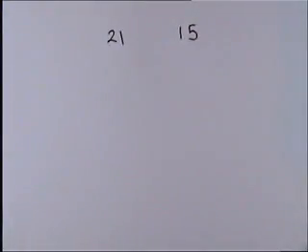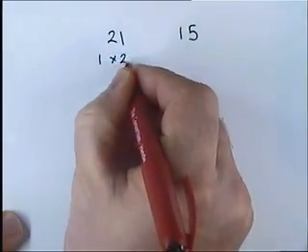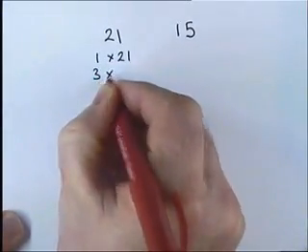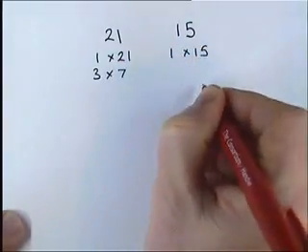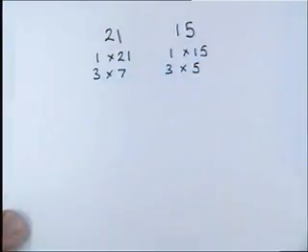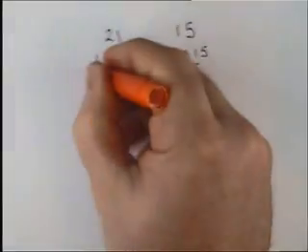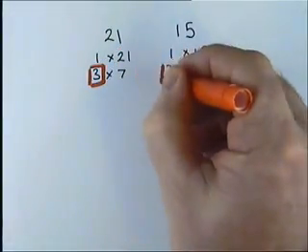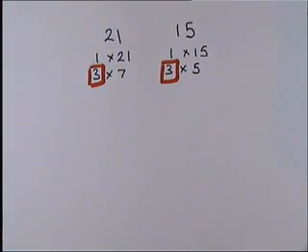Pause your video. Right, okay, we've got 1 times 21 and 3 times 7. We've got 1 times 15 and 3 times 5. So the highest common factor in this case is the number 3. If you found that the highest common factor is 3, then you've got the first tool that you need to be able to factorise.